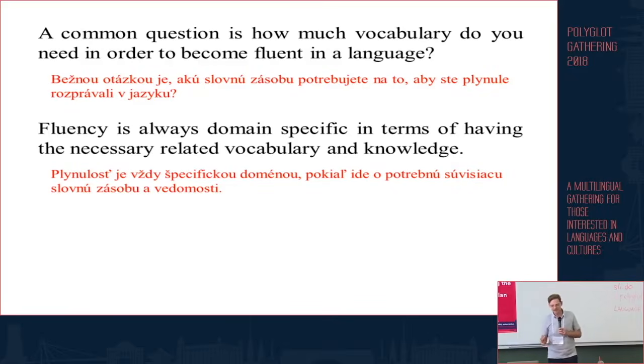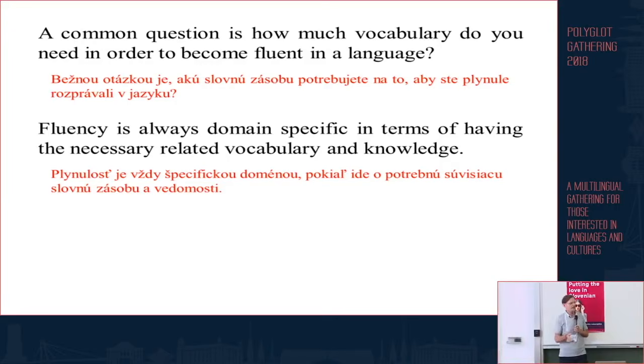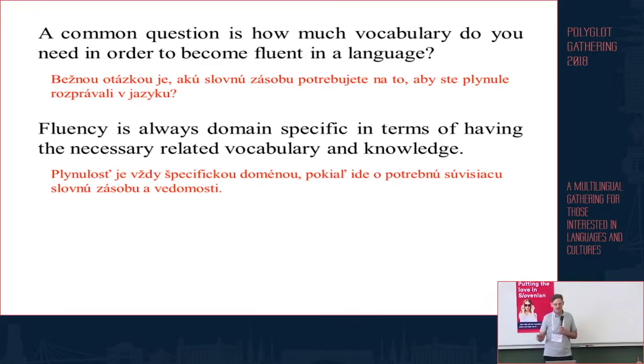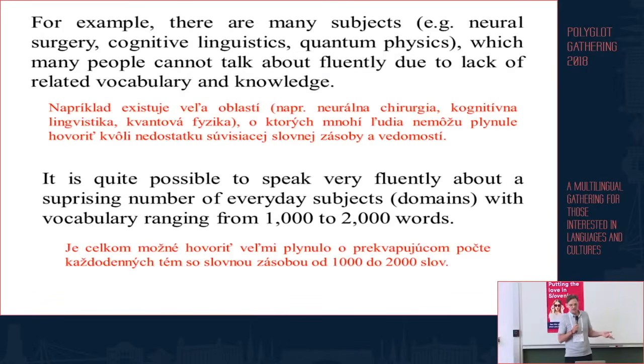The next question is, so what about vocabulary? So a common question is, how much vocabulary do you need to become fluent in a language? Again, what domain are you going to be speaking about? Fluency is always domain specific. So it's quite possible to speak very fluently about a surprising number of everyday subjects, domains, with a vocabulary ranging from 1,000 to 2,000 words.